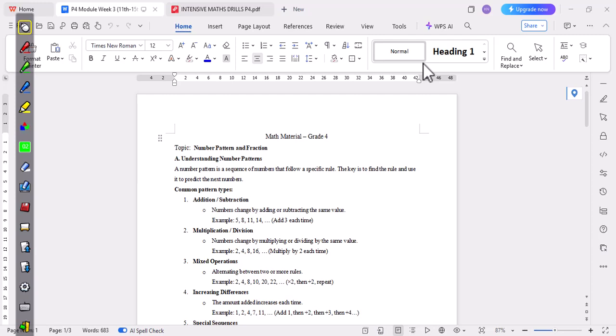Okay, hello everyone. Today we are going to learn about the number pattern and the fraction as well. Here at the first, we learn about understanding number pattern.